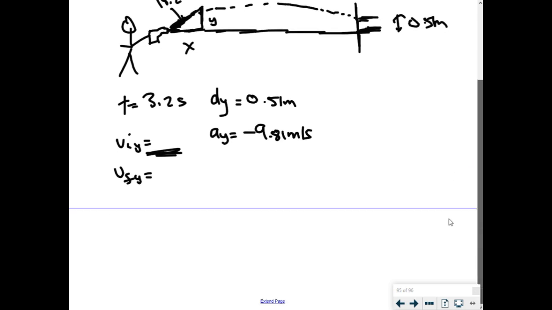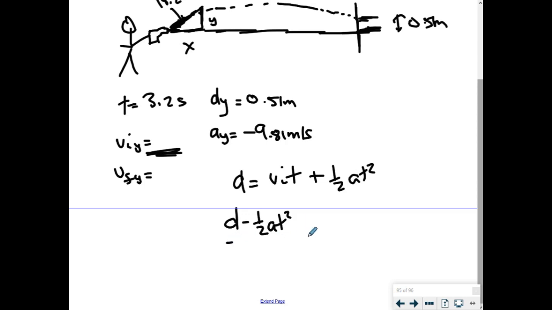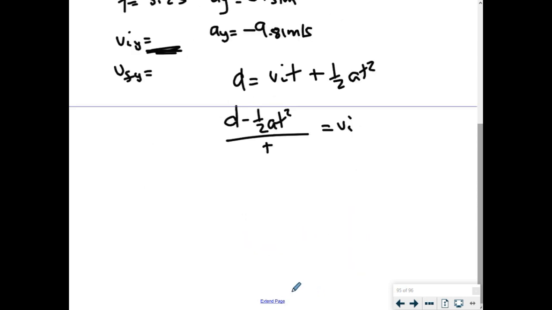Which means I have to use this formula here: D equals VIT plus 1/2 AT squared, and I have to solve for VI. So that's going to be D subtract 1/2 AT squared, divide by T, that'll be VI. So that's my algebra. Again, I can speed through this because of the asynchronous lesson, but if you've lost me as to how the algebra worked there, let me know. So let's plug in some numbers. The distance it traveled was 0.51 meters.